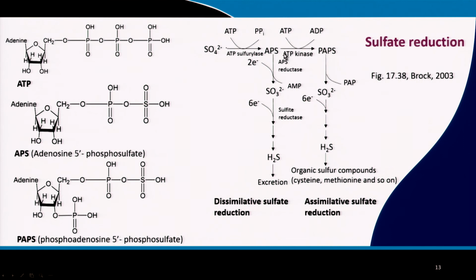The mediating enzyme is ATP kinase, and when PAPS is converted to sulfite, PAP is released. The sulfate is converted to sulfite. It picks up 6 electrons and is then converted to hydrogen sulfide or organic sulfur compounds. So we know that organic sulfur compounds, especially in the amino acids, are cysteine and methionine. These are examples of organic sulfur compounds, and they have been assimilated into the biomass of the bacteria or other organisms, and that's why we call it assimilative sulfate reduction.